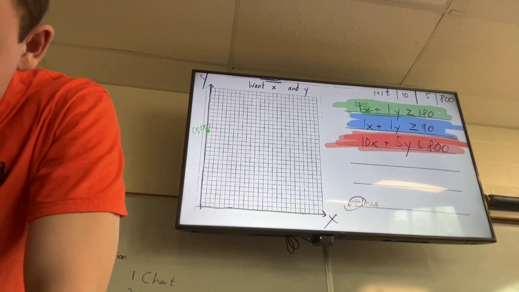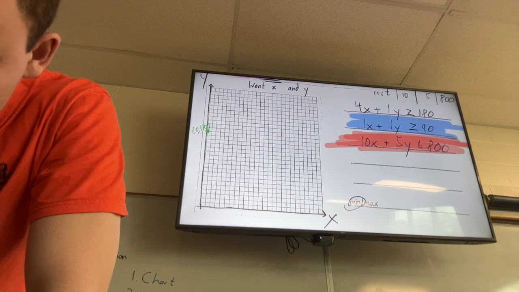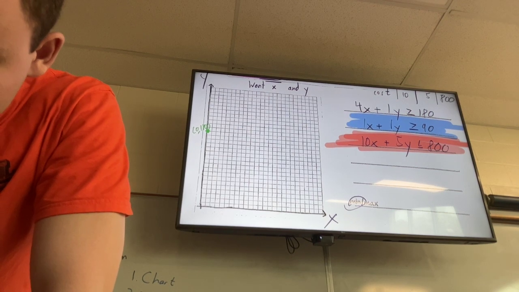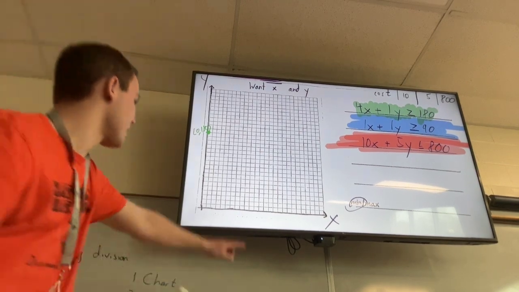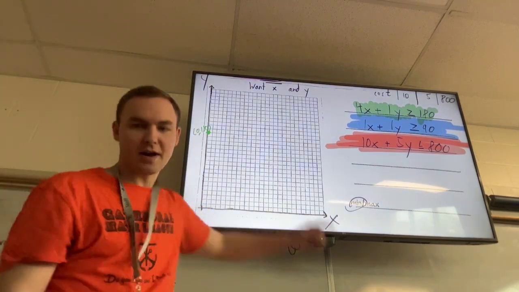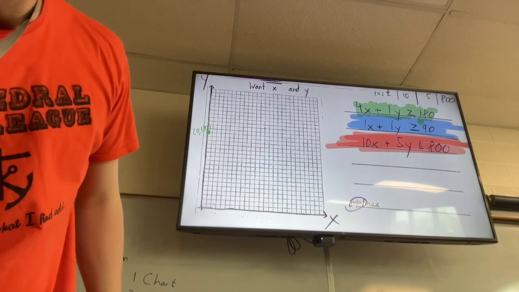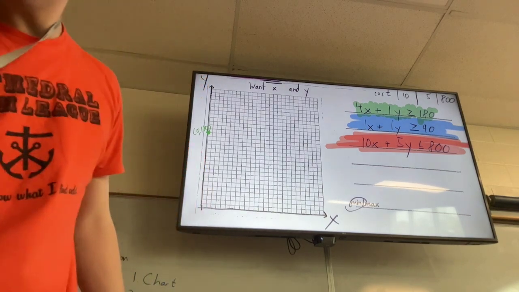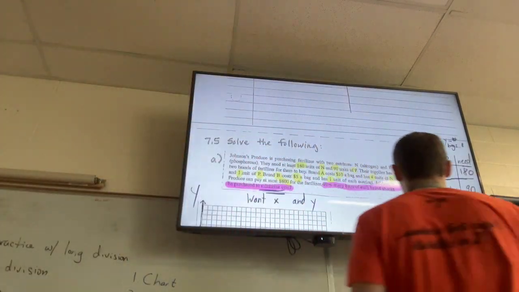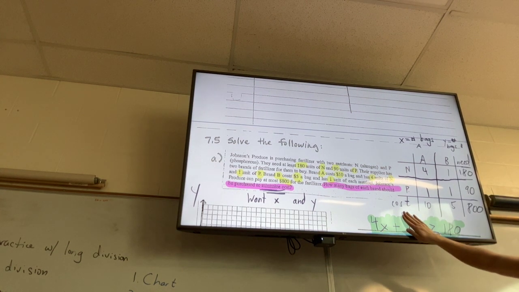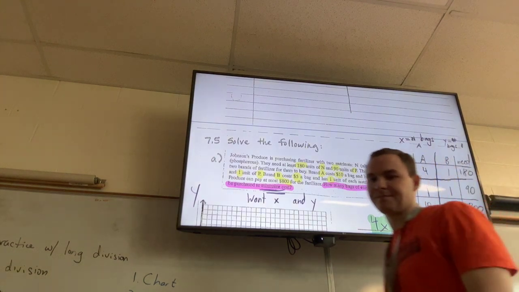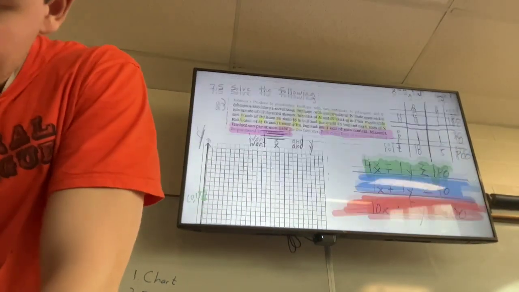How do you think I get the x-intercept? Yep, so to get the x-intercept, the point where the green line goes through the x-axis, I'm gonna cover up my y, so ignore my y. Let's cover up my y, okay, and then I solve for x. So what's my x-intercept gonna be? 45 comma 0.